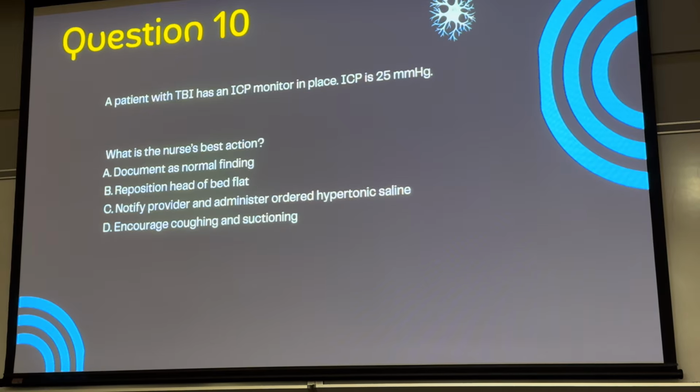Isn't that gonna increase my ICP even more? Yep, I gotta maintain that high Fowler's at least 30 degrees. Notify provider, that's a pretty good one, I like that. But encourage coughing and suctioning, that's gonna increase my ICP even more. So notify that provider, and then the hypertonic saline, remember that's gonna encourage that fluid shift to occur, hopefully decrease my ICP. Good. Questions about that? Awesome.